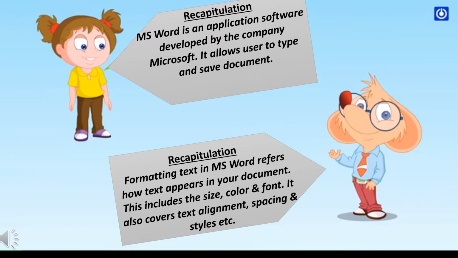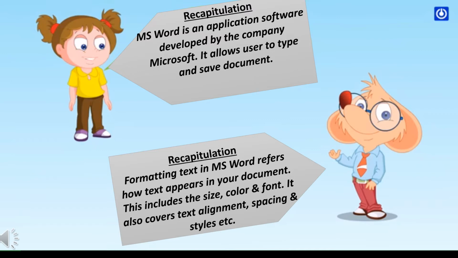Okay students, so first of all we recall what is MS Word. MS Word is an application software developed by the company Microsoft. It allows user to type and save documents. For example, if you want to write any story, any letter, anything, so you will type in MS Word and you can save it.